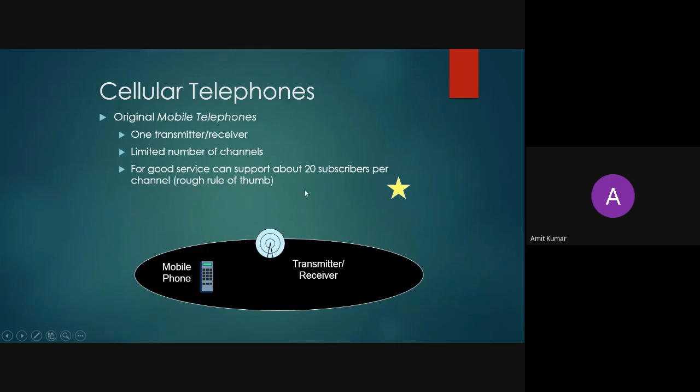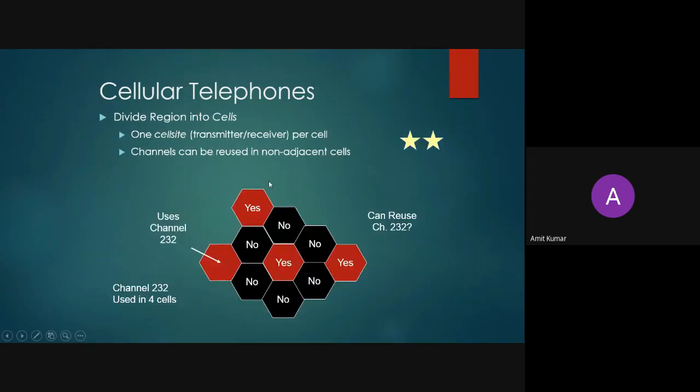Mainly, roughly as a thumb rule, what they are using is 20 subscribers per channel. So each channel will have 20 subscribers, and they are not exceeding more than 20. If it exceeds 20, then there will be very little bandwidth accommodation, so you will have interference.